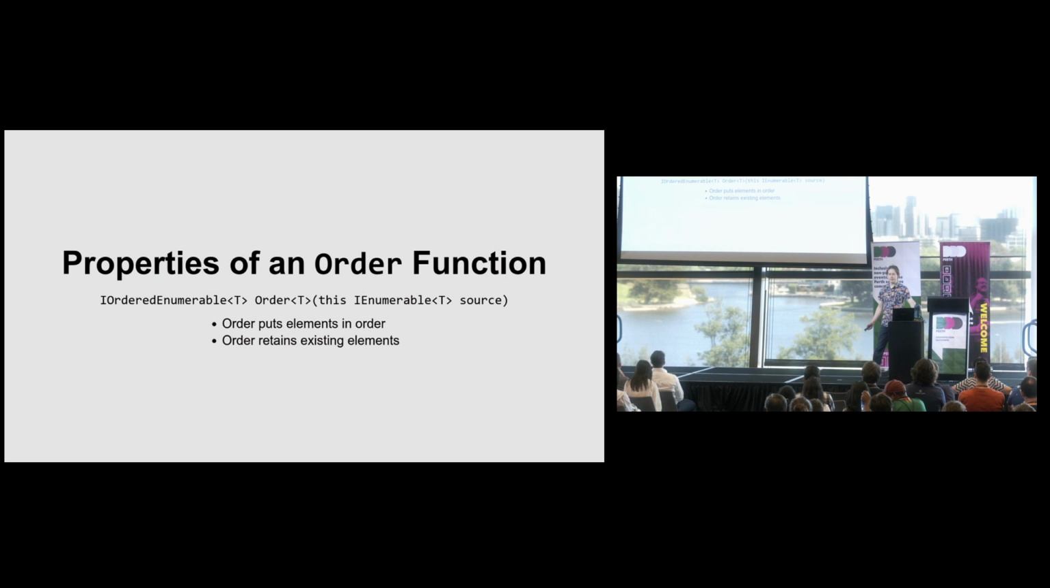Let's start with a simple example, an order function. Order takes an input sequence and creates an ordered output sequence from it. Order has two key properties. The first is that the elements of the output sequence are in order. And the second is that the output sequence maintains the elements from the original input sequence.